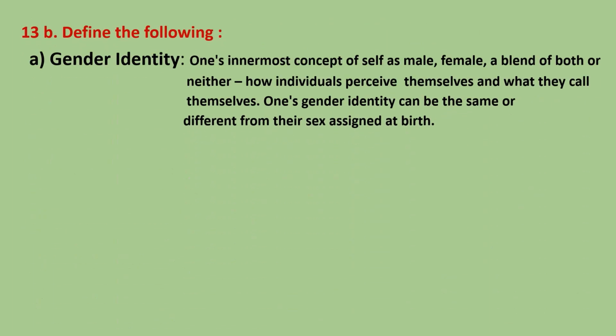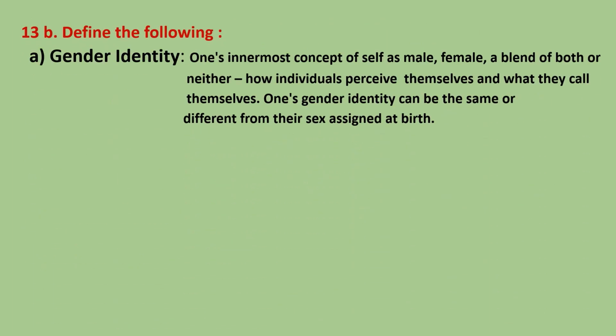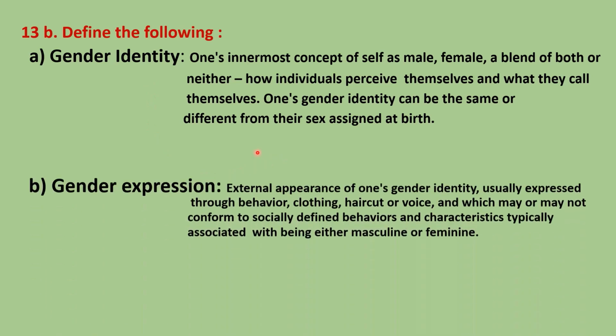Define the following. First, gender identity. One's innermost concept of self as male, female, a blend of both or neither. How individuals perceive themselves and what they call themselves. One's gender identity can be the same or different from their sex assigned at birth. This is called gender identity. It means how they think about themselves. It's nothing to do with the external appearance.